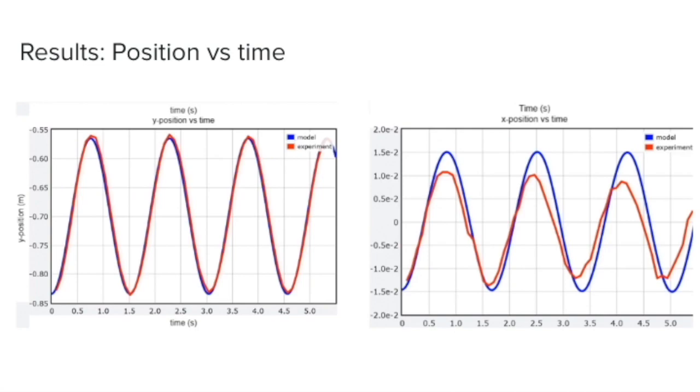And here are the position versus time graphs in both the x and y directions. In the y direction, you can see that the model and the experiment were nearly identical, but in the x direction, there was a larger difference because the amplitude of the sinusoidal wave of the experiment is smaller than that of the model.